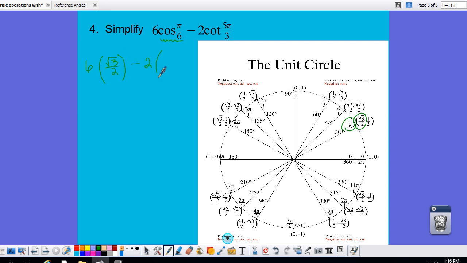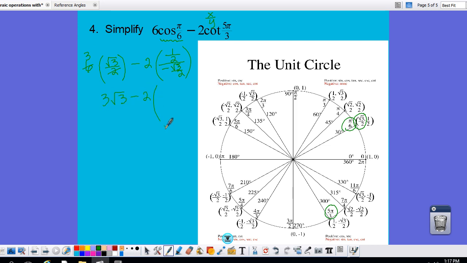minus 2 times cotangent of 5 pi over 3. Cotangent is going to be the x value over the y value. So if I find 5 pi over 3, that's in quadrant 4. The x value is 1/2, and the y value is negative root 3 over 2. For the first expression, I can just multiply. The 2 will cancel with the 6 and leave me a 3. So I have 3 times square root of 3.